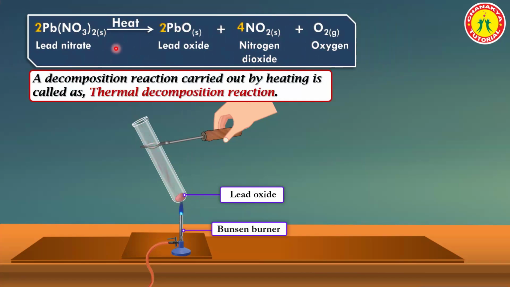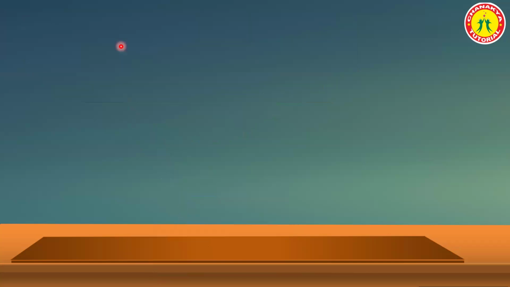Always remember to balance the chemical equation. So these were all examples of decomposition in presence of heating. The decomposition reactions which were carried out by heating are known as thermal decomposition reactions.